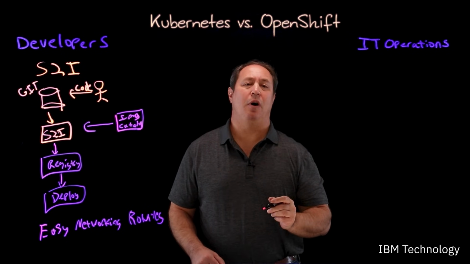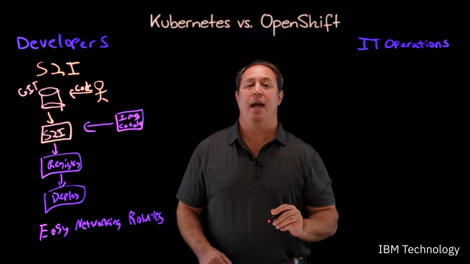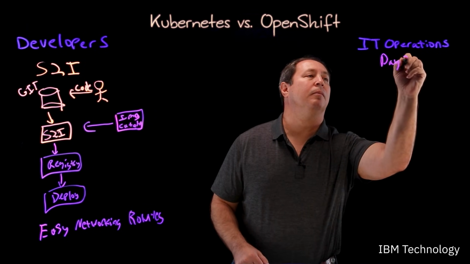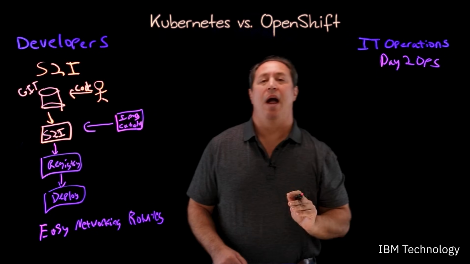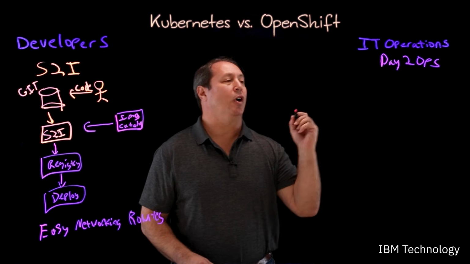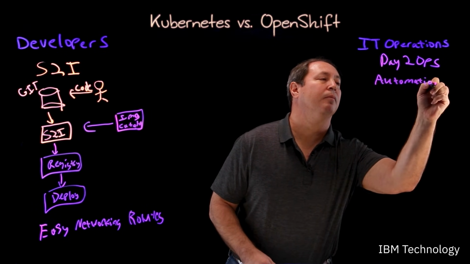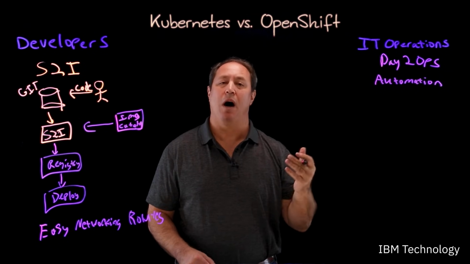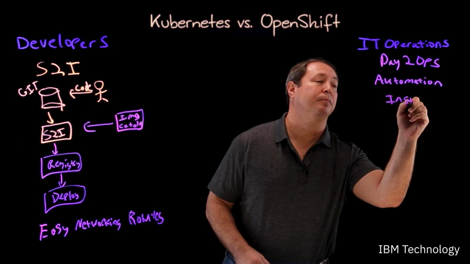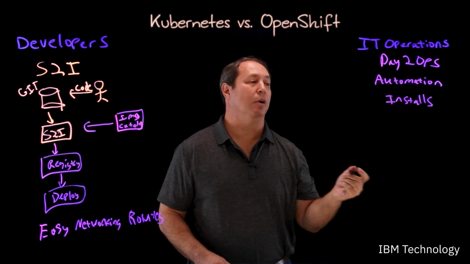So now let's move on and talk about what does OpenShift do for you from an IT operations perspective? And we're going to talk about that under the context of day 2 operations. And so the key piece that OpenShift gives you for your day 2 operations is automation. So what does OpenShift automate for you? Well, the first thing it automates for you are installs. And then the next big piece that it provides automation for are updates.